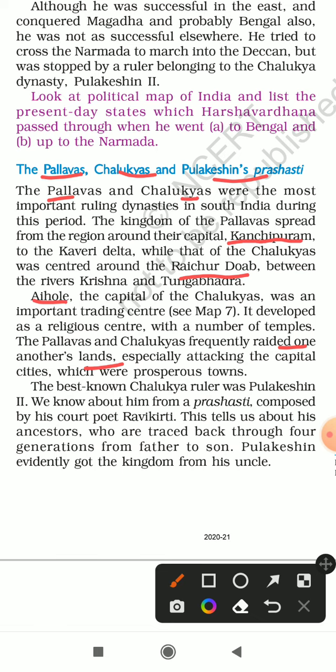The best known Chalukya ruler was Pulkeshin II. Please remember the name. He was a Chalukya ruler. And we know about him from a Prashasti. So we have a Prashasti belonging to Pulkeshin II. Now this Prashasti was composed by his court poet Ravikirti. Please remember the name. This tells us about his ancestors who traced back through four generations from father to son. Pulkeshin evidently got the kingdom from his uncle.